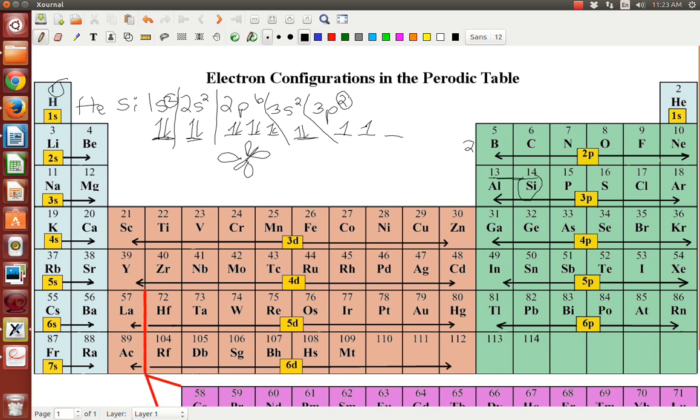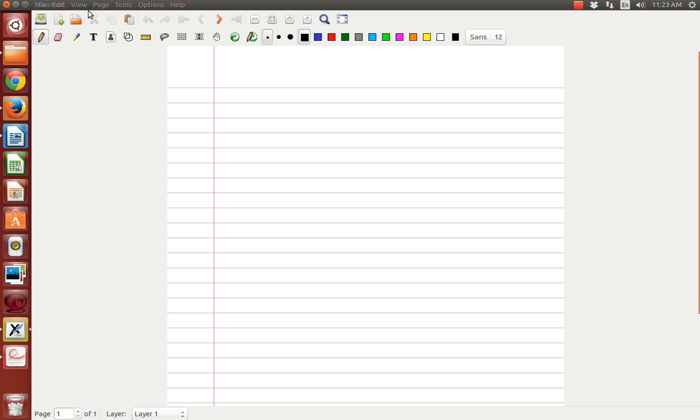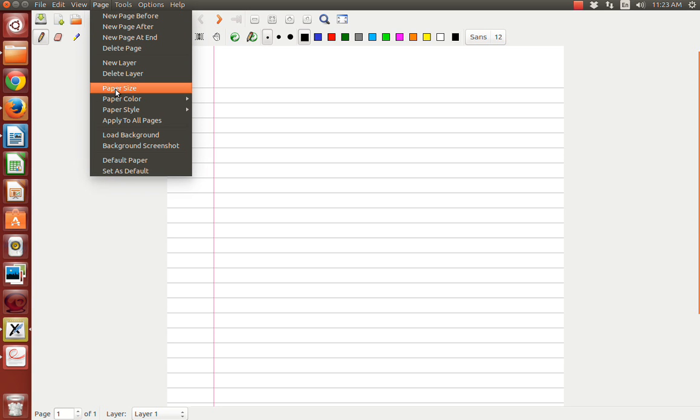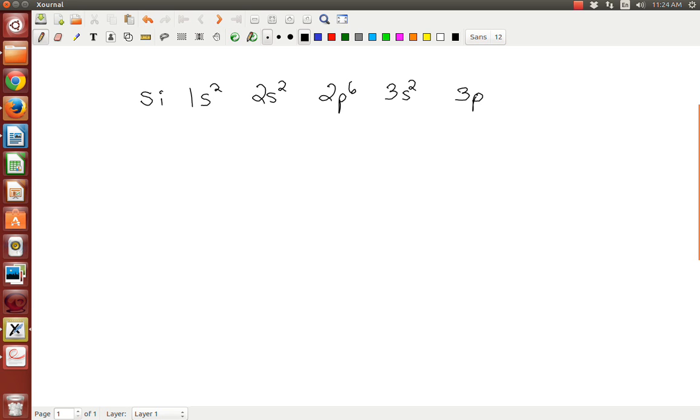So I'm going to rewrite that on a blank sheet of paper, and then we're going to work out the quantum numbers. So let me pull up a blank sheet of paper now. Discard this. Blank paper. Page, paper style, plain. And we're going to make it big. All right. So for silicon, it was 1s2, 2s2, 2p6, 3s2, and then 3p2.